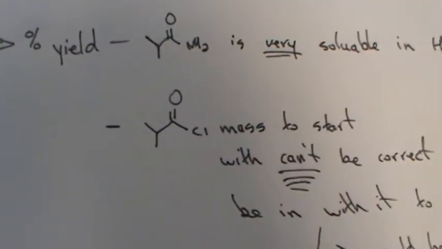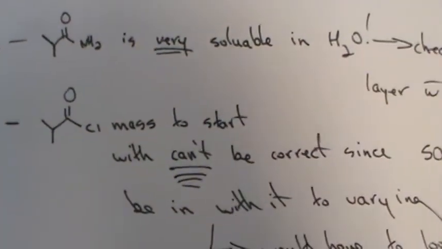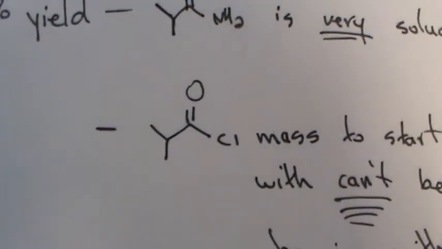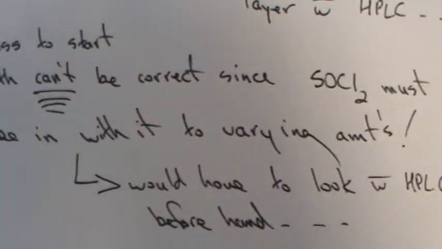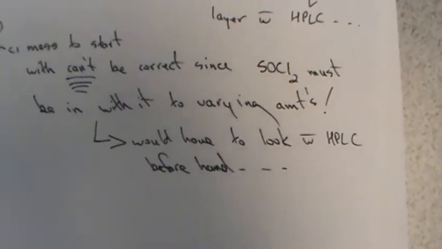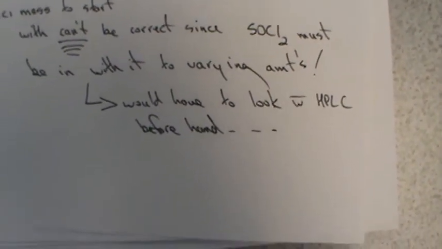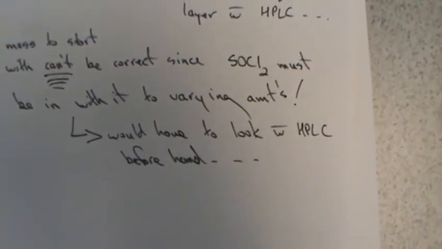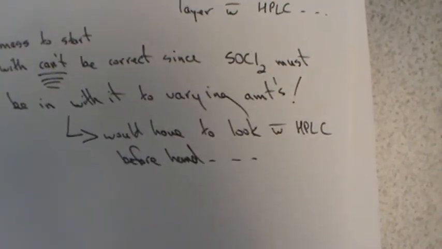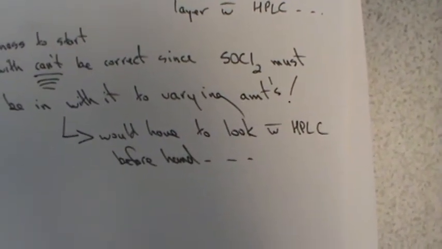The other problem that has to be mentioned, folks: in the previous experiment, almost every single one of them, the mass that you think you started with of the chloride can't be right, because there's so much thionyl chloride that essentially everybody has co-distilling in the previous experiment. So for every student, it's going to be happening to varying amounts. The only way that we could really make sure that our percent yield is correct is to do an HPLC of your starting material to confirm how much is actually in the liquid that you added to the ammonium hydroxide.